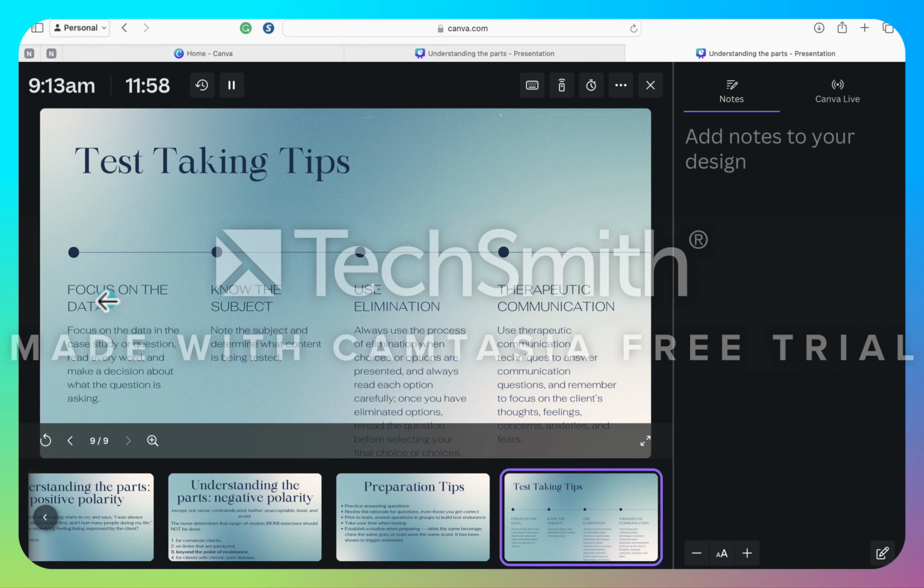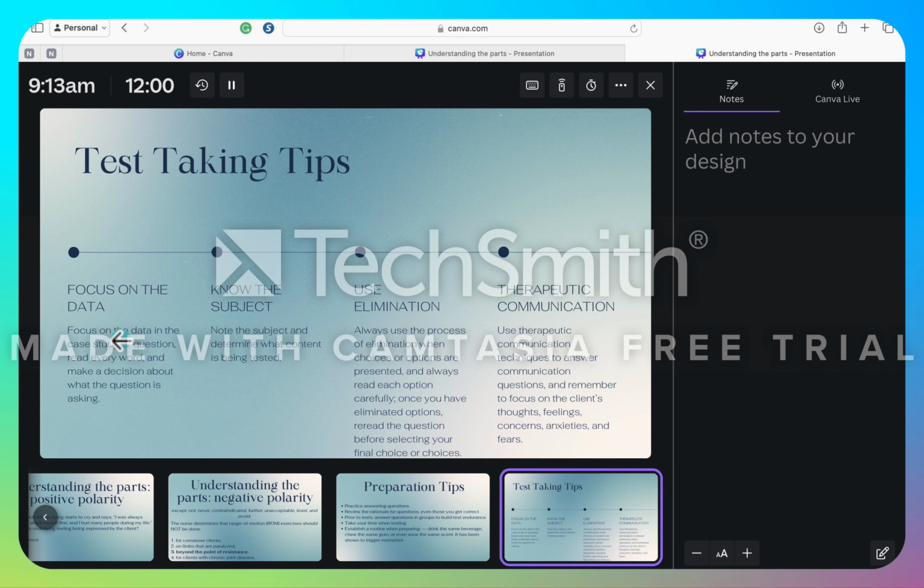You want to focus on the data. You want to focus on the data in the case study and the question, and read every word of the stem especially, and make a decision about what the question is asking. If you read that stem of the question and you do not understand it, or you feel like you're not finding a choice that's applicable, reword it. Go back through and take that information, reword it in a way you better understand it, and then look for your answer. Know what the question is asking, know the subject.